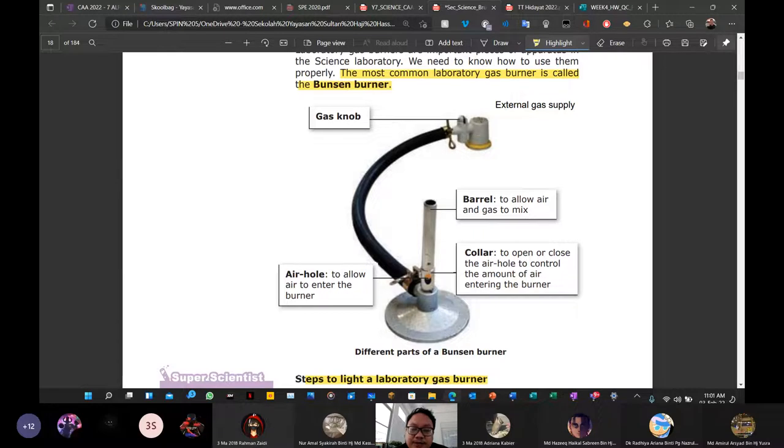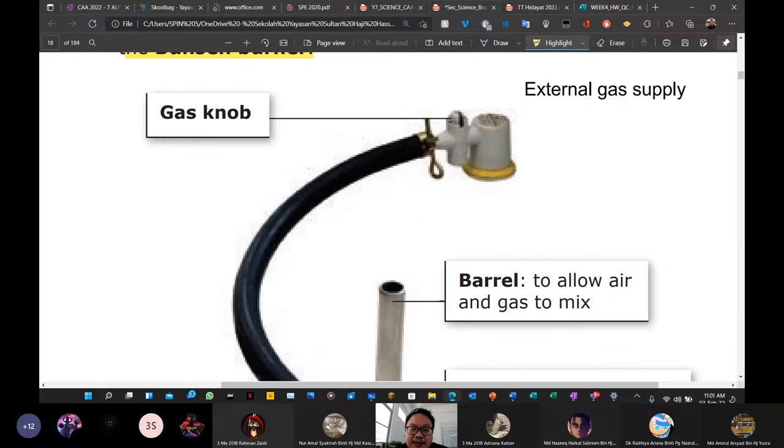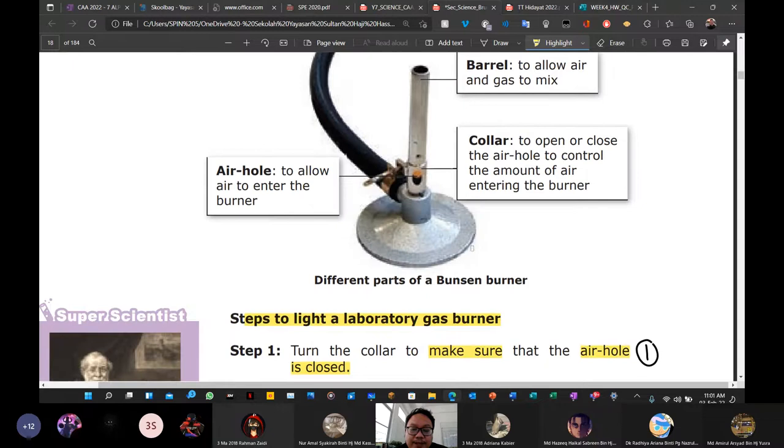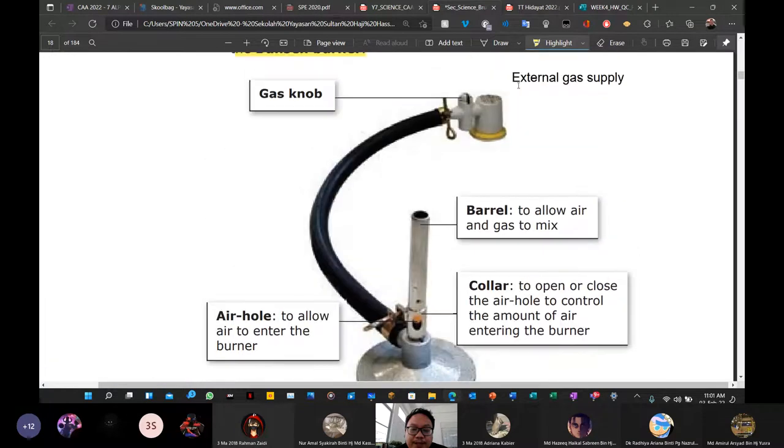So if you look here at the very end, there is gas. If we look at the one that we use in the lab, at the bottom of this one, there is gas. So this one is connected to an external gas supply, like cooking at home, where there is a gas tank. So same with this one, it's connected to a gas tank.